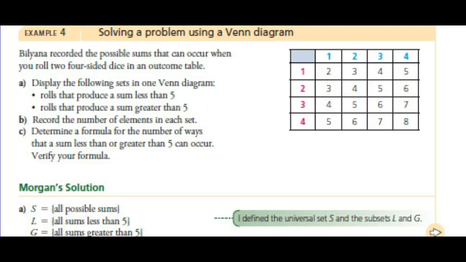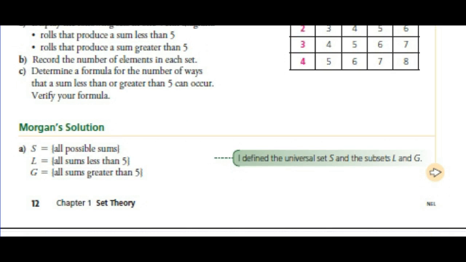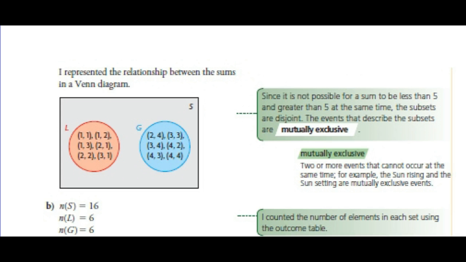Display the following sets in one Venn diagram. Rolls that produce a sum less than 5. Okay, let's see what they do here, how they define a roll.